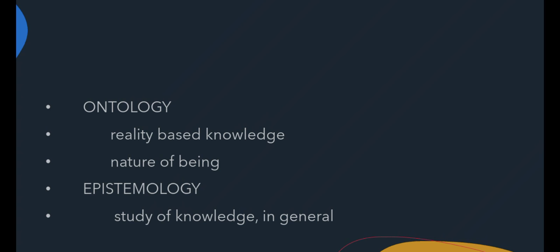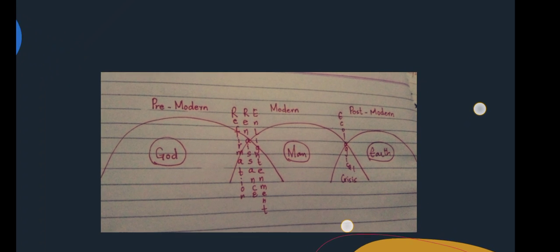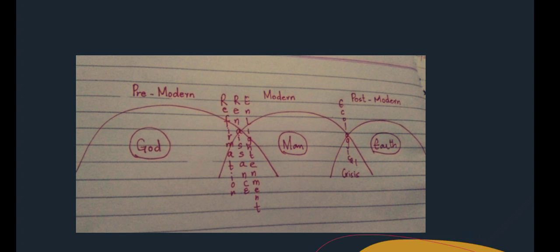On the basis of epistemology, we divide time into three main periods: pre modern period, modern period, and post modern period. As you can see in this diagram, in the pre modern period, God is highlighted, in the modern period, man is highlighted, and in the post modern period, earth is highlighted. So we come to know that in the pre modern period, God, the transcendent reality, was dominant. At the time, the only reality that was explored and explained was God's being.